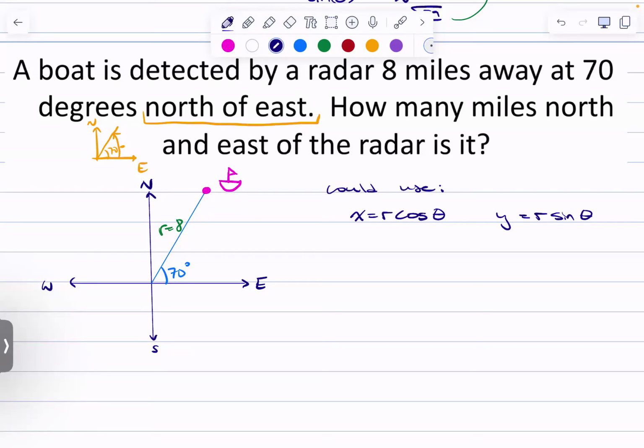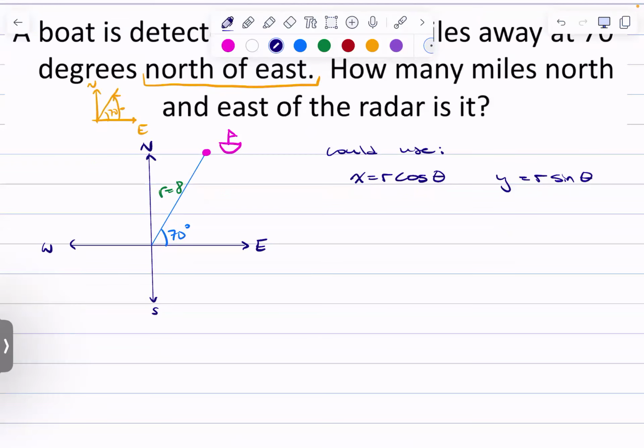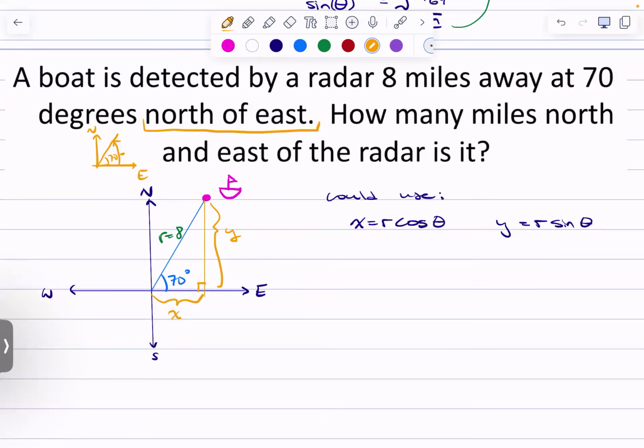They end up doing the same thing anyways. So I want to find, what color can I use here? Drop it down. I want to solve for X and I want to solve for Y. So how many miles north is your Y and east is your X of the radar?